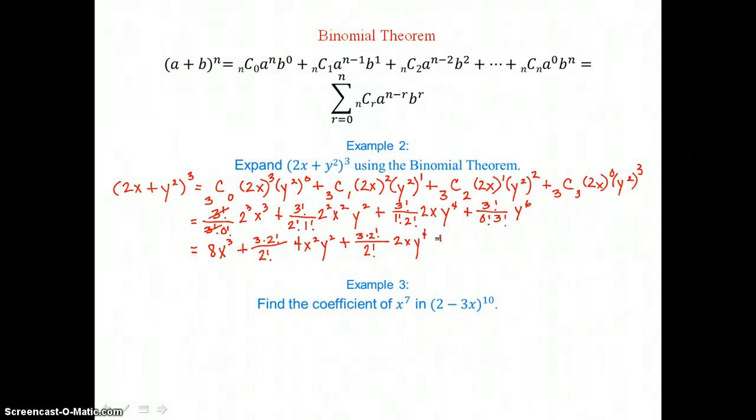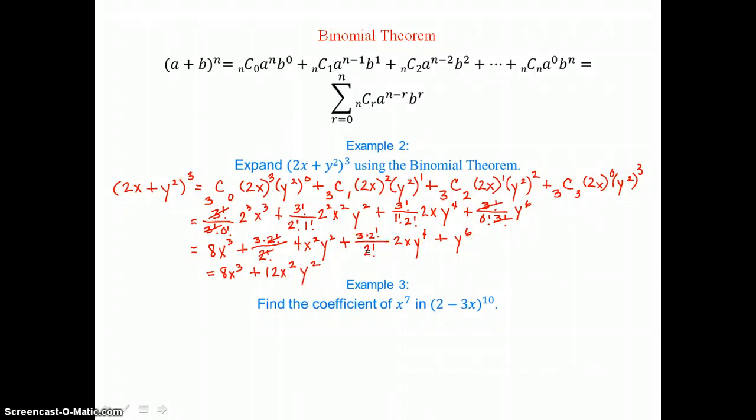And in the last term, we'll cancel 3 factorial top and bottom. 0 factorial has a value of 1, so this coefficient on y to the 6th is just 1. Okay, one more time. Simplifying, we have 8x cubed. Okay, here we can cancel our 2 factorial, so we're left with 3. 3 times 4 is 12, so this term is 12x squared y squared.